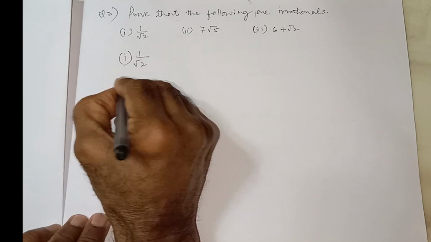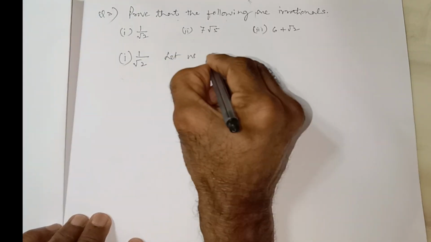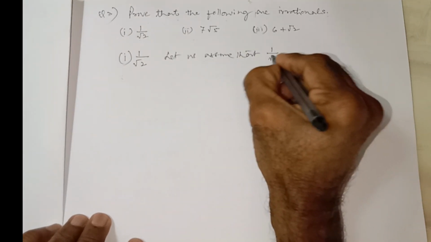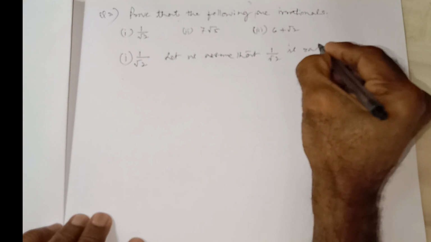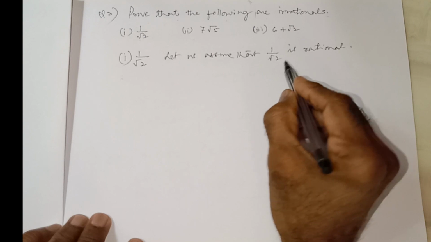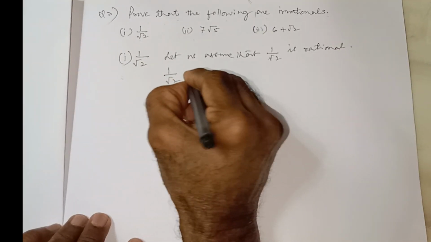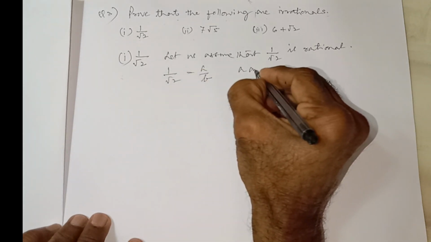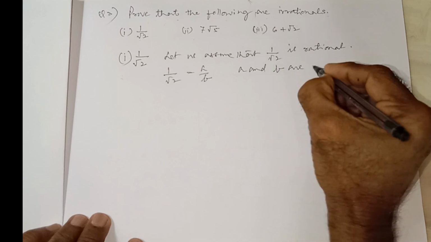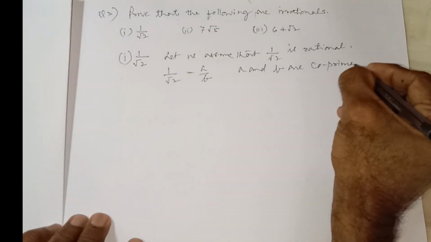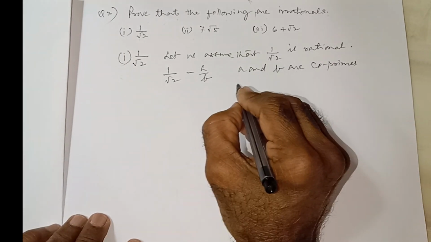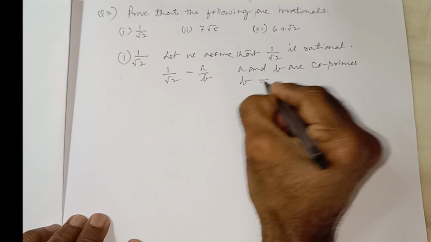So let us assume that 1 by root 2 is rational. The moment you say it is rational, it should be equal to a by b. Here, a and b are coprimes, meaning that they have only 1 as a common factor and no other factor should be common. And b should never be equal to 0.